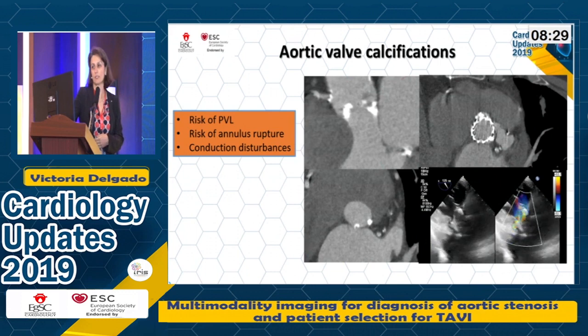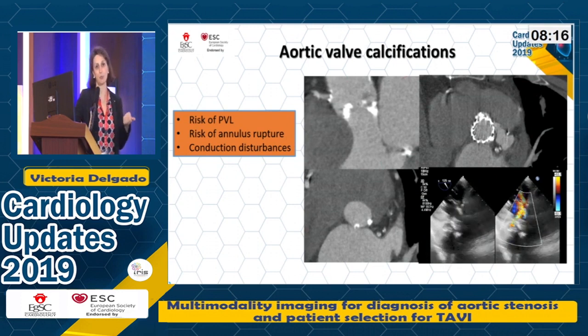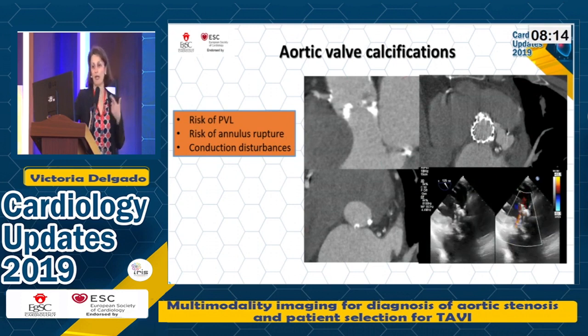It's important to assess the aortic valve calcifications. In this sense, there has been a lot of discussion. Some centers do not use it at all; some centers, we use it, for example. Why? Because it has been associated with the risk of paravalvular leak, and because it has been associated with the risk of annular rupture and conduction disturbances.